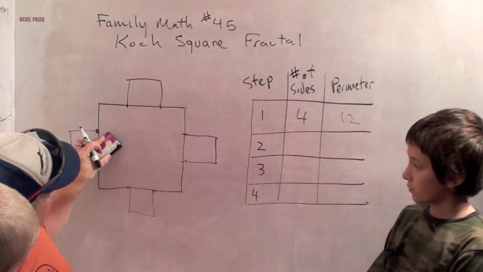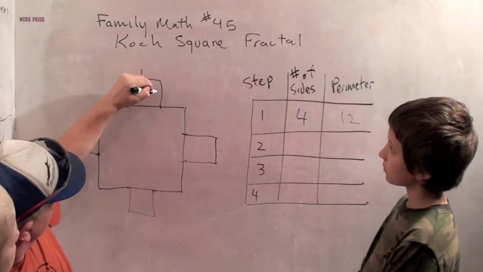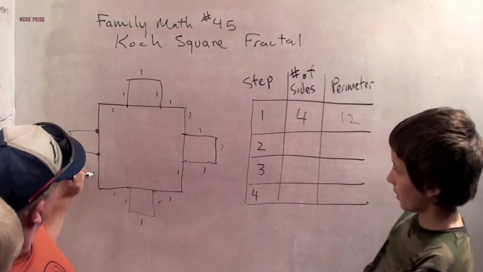So when I chop into thirds and I make this new side, what are the lengths of all these sides? They're all 1. So I have something that looks like this.